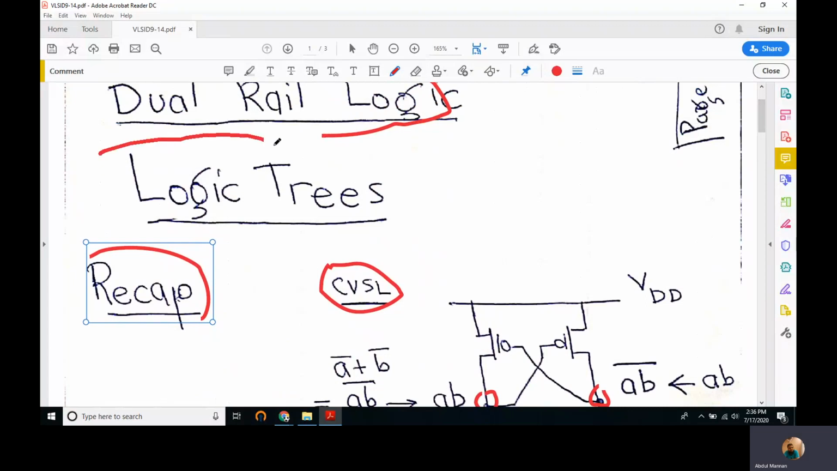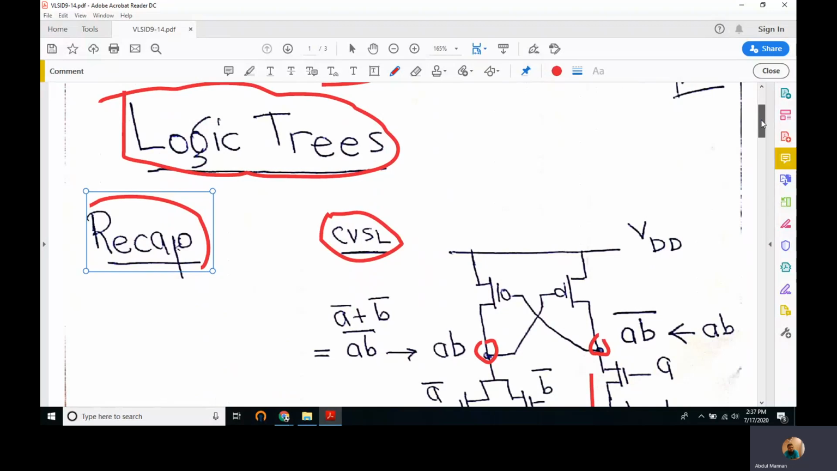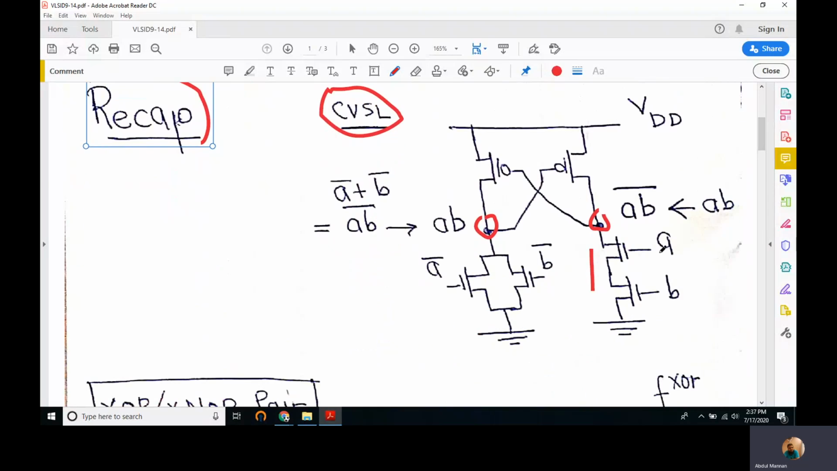In this lecture, we'll study logic trees. The same circuit can be thought of as implemented using a logic tree. How? We have A and B transistors connected together, and since they are connected in series, right here we have their AND operation, A and B. But the functionality that we'll get at this terminal is the complement of that.